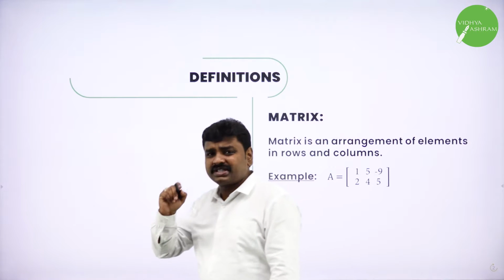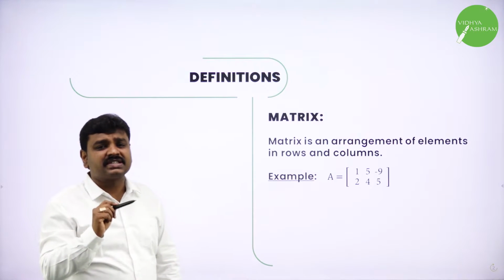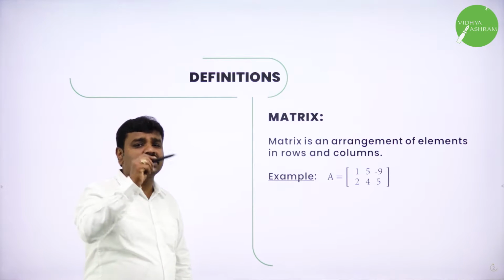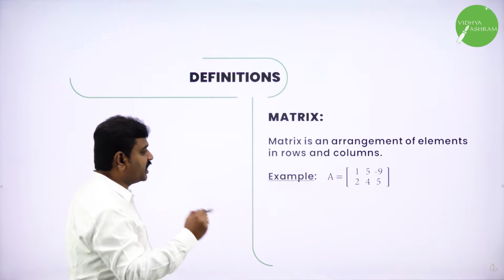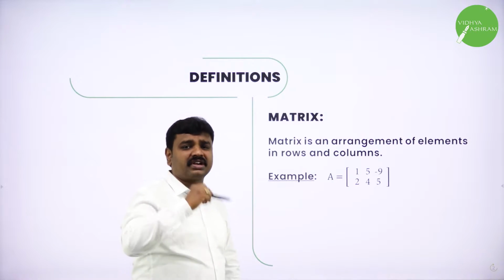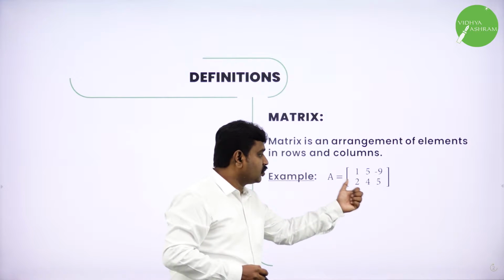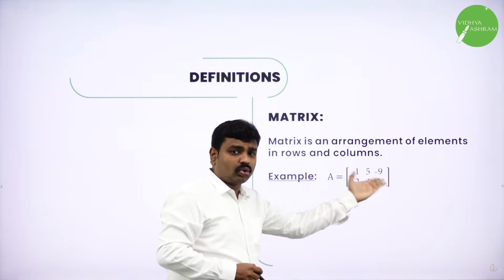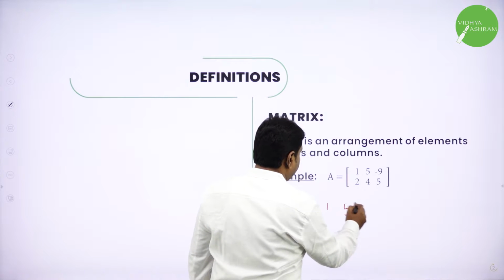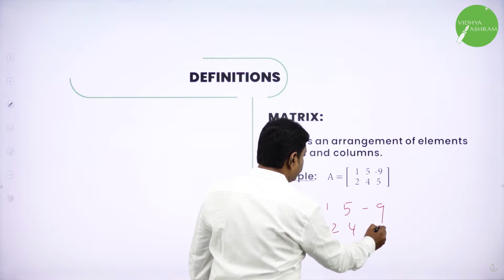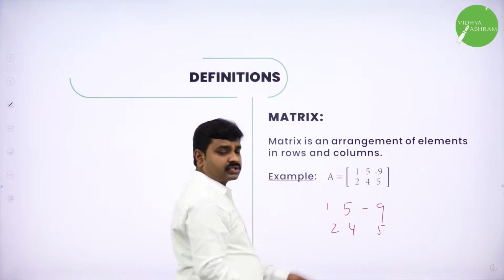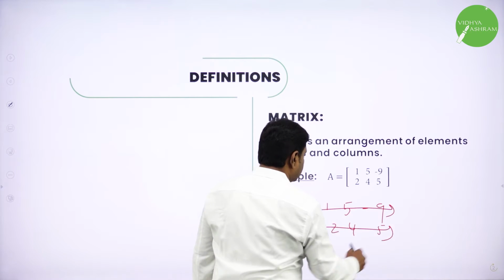First definition, what is a matrix? Matrix is arrangement of elements in rows and columns. When you write the elements in rows and columns, we call it a matrix. For example, here I have written 1, 5, minus 9, 2, 4, 5. So I wrote two rows, 1, 5, minus 9, and second row is 2, 4, 5. So I have written two rows. This horizontal is row, and three columns.